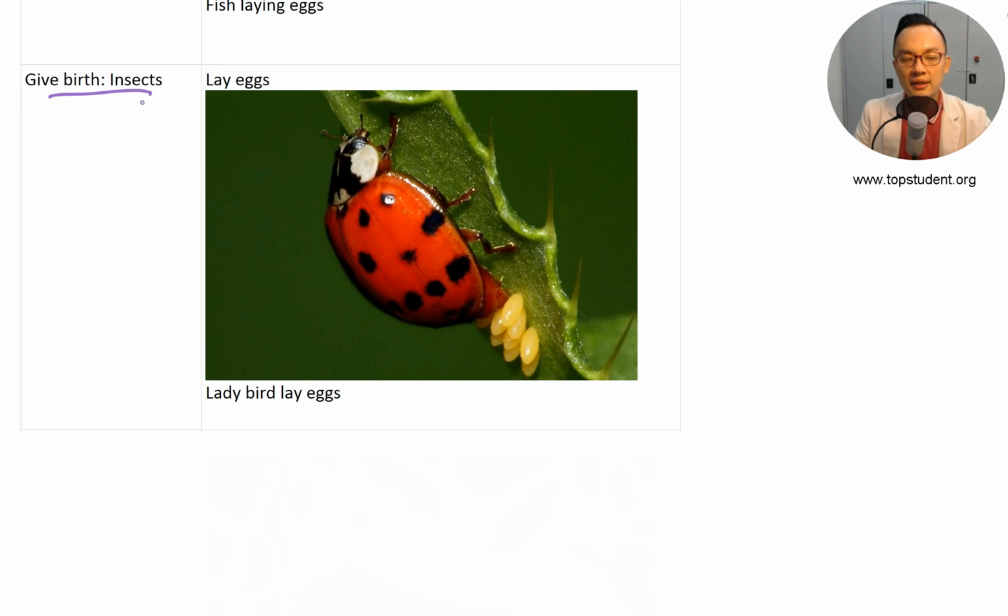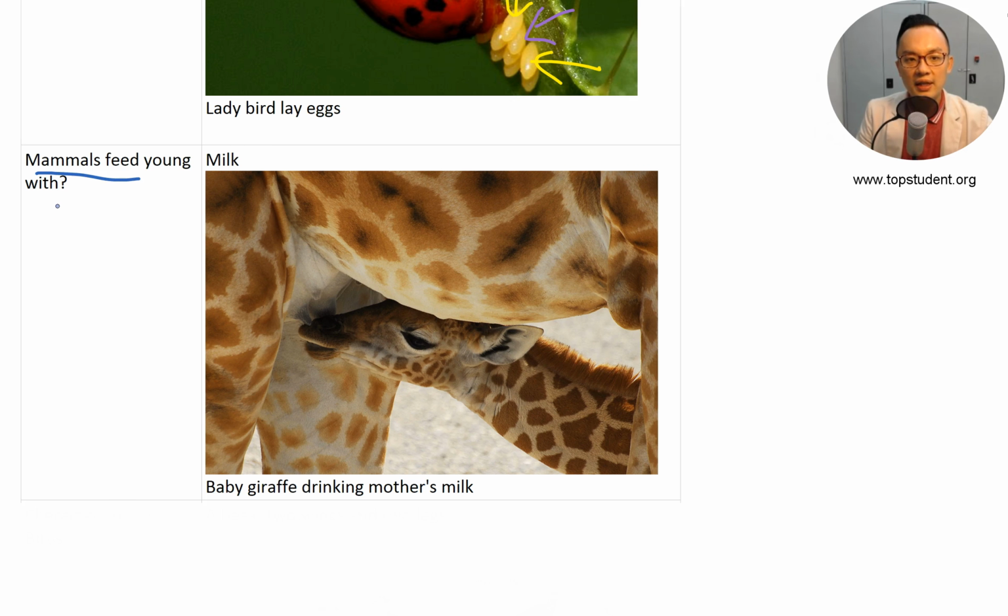So what about insects? How do insects give birth? They also lay eggs. This is a ladybug, and these are the eggs of the ladybug over here. Insects also usually lay a lot of eggs. Likewise, it is to ensure that their species will be able to survive, even if some eggs are eaten or some cannot hatch.